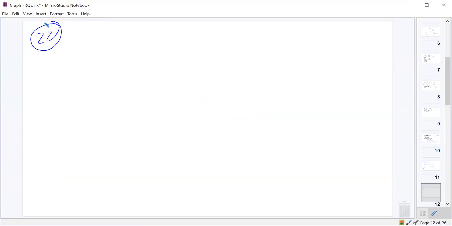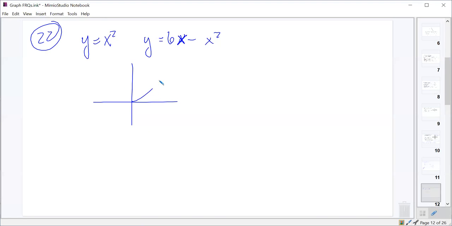So 22, we've got y equals x squared. We got y equals 6x minus x squared. And we're rotating this region between them around the x-axis. X squared looks like this. 6x minus x squared looks like this.